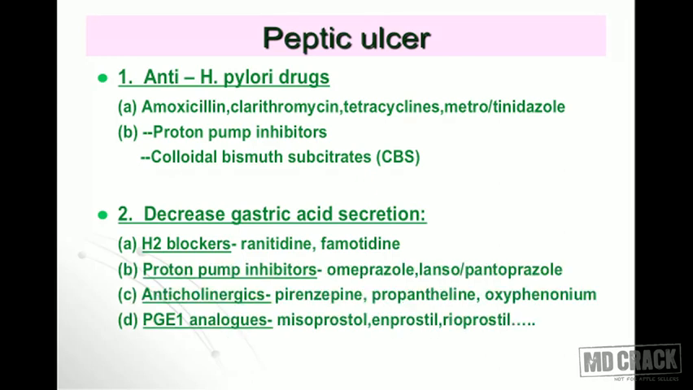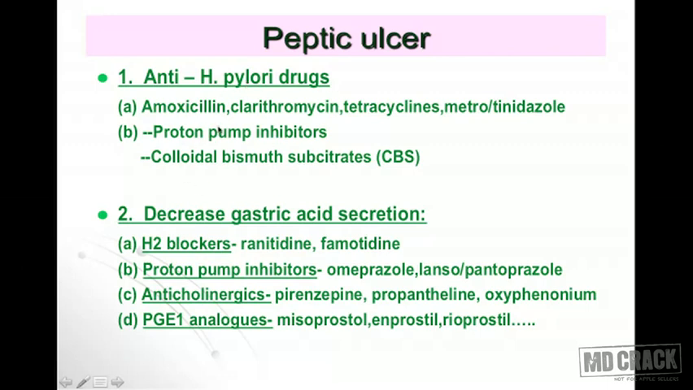We said the drugs are anti-H. pylori drugs. This includes the anti-H. pylori antimicrobial agents. Have a look at the slide: amoxicillin, clarithromycin, tetracyclines, metronidazole and tinidazole. Amongst the anti-H. pylori agents itself, I added proton pump inhibitors and colloidal bismuth subcitrate because these drugs have got their own action, that's proton pump inhibition, and the colloidal bismuth subcitrate its own action. But still, in addition, they have got an anti-H. pylori effect.